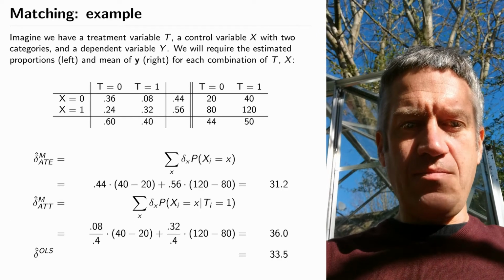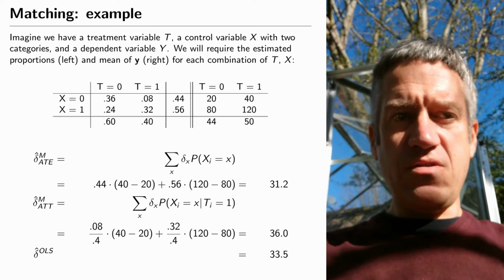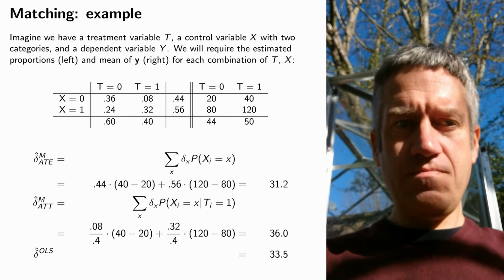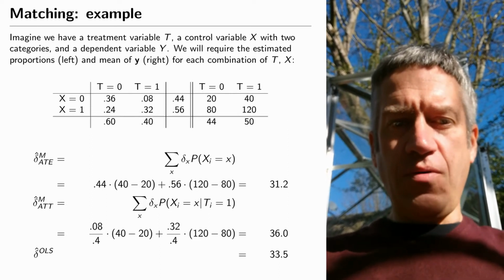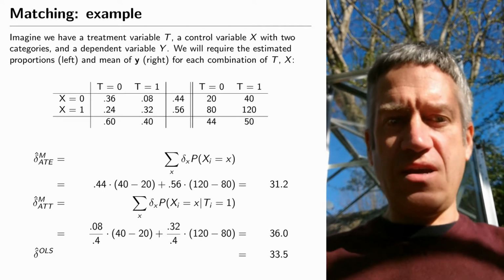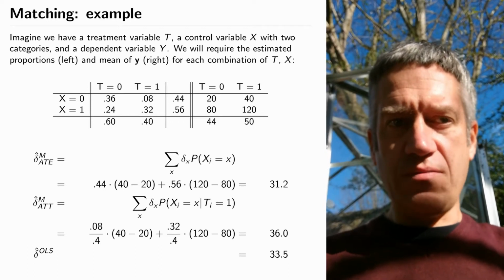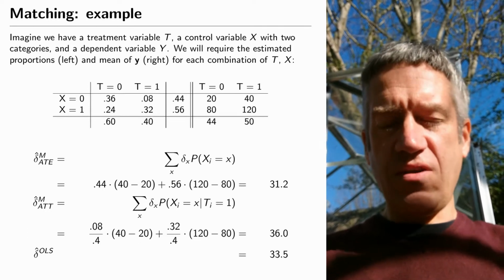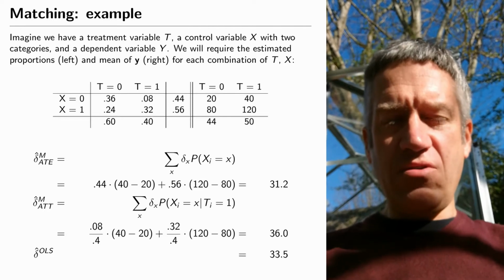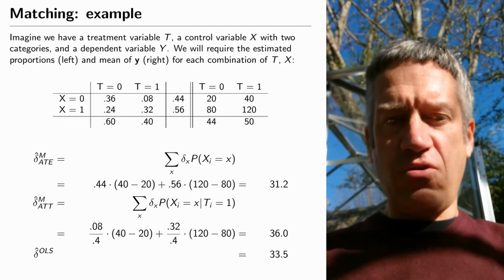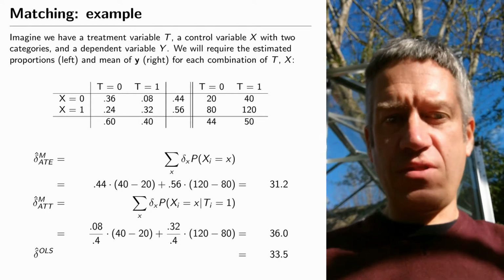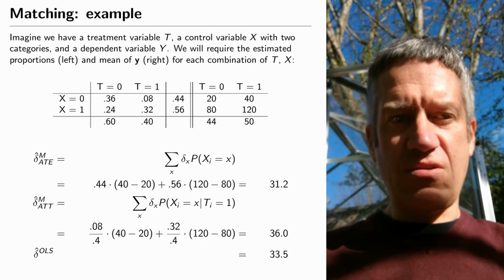So imagine this example scenario where we have a variable y, a treatment t, and a control variable x with only two groups in x. So on the left you can see the proportions. So 36% of our sample does not have the treatment and is in category 0 on the control variable. 24% they do not have the treatment and they are in category 1, and so forth. Then in the second column you can see the proportions overall that are in each of the groups. So in control variable group category 0 there's 44% and 56% is in category 1.